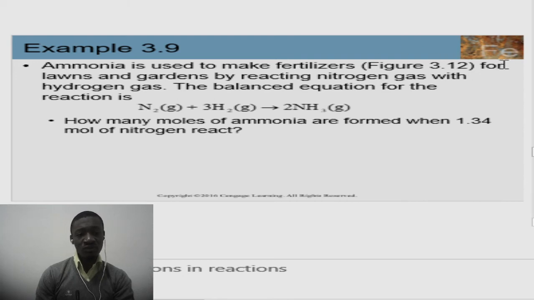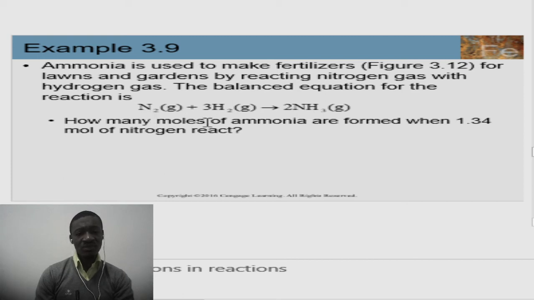So you have for lawns and gardens, the ammonia fertilizers, they use them for lawns and gardens, and by reacting nitrogen gas with hydrogen, you have the ammonia. So the balanced equation for this reaction is seen here. We have the N2 gas and then the 3 moles of hydrogen to give you 2 moles of ammonia. What we said earlier, this is 4, and then you end up having 2. It is 1 and 3, which is 4, and then you have 2 moles at the end of the day.